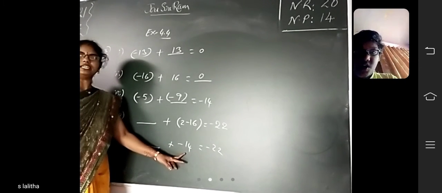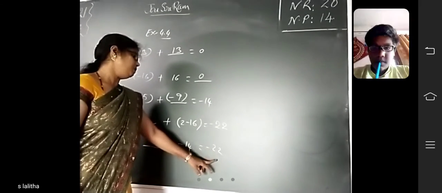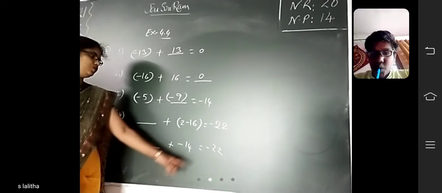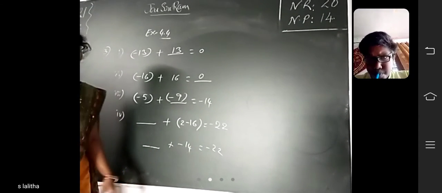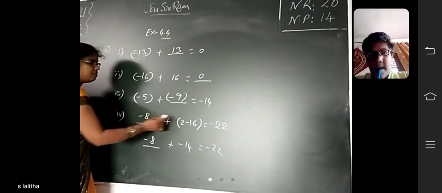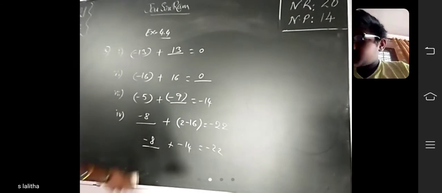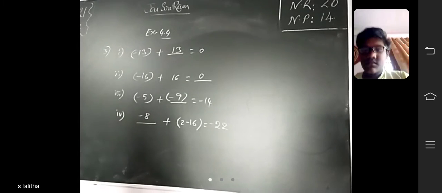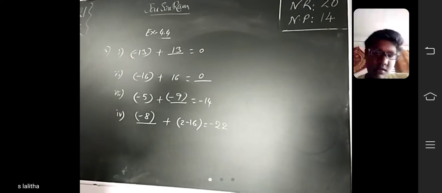Here minus 14 is there. Transpose it. What will it become? Plus 14. So 22 plus 14, how much? 12 minus 4, 8. So what should you add here? 8. So minus 8, you should add minus 8 here. We will get minus 22. Minus 8 minus 14, how much? Minus 22. Did you understand, ma'am?